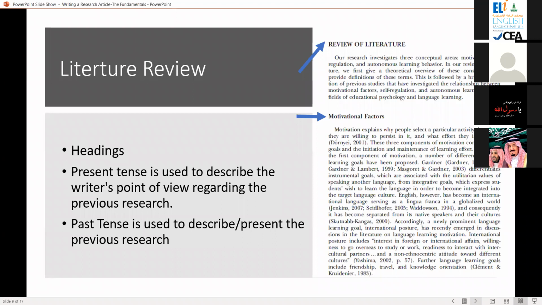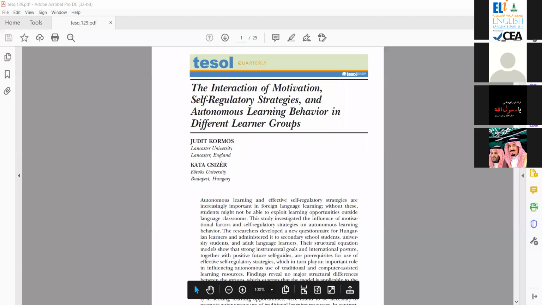Now I'll show you, I don't know if you can see the screen here. I'll just share another screen of the actual article. Can you see the actual article? Okay, so this is what I'm referring to when I'm saying that there are headings. So this is the review of the literature.